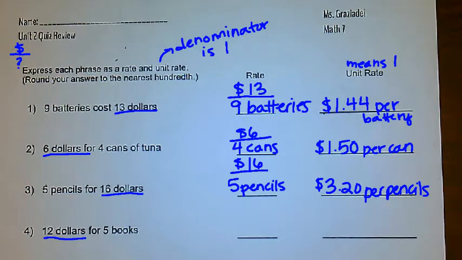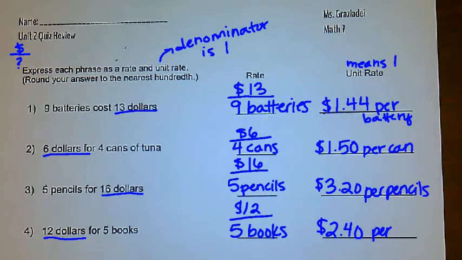And the last one, $12 for 5 books. So $12 over 5 books. And after you divide, you would get $2.40 per book. I don't know in what world pencils will cost more than books, but what are you going to do? Okay, so there is our first portion.